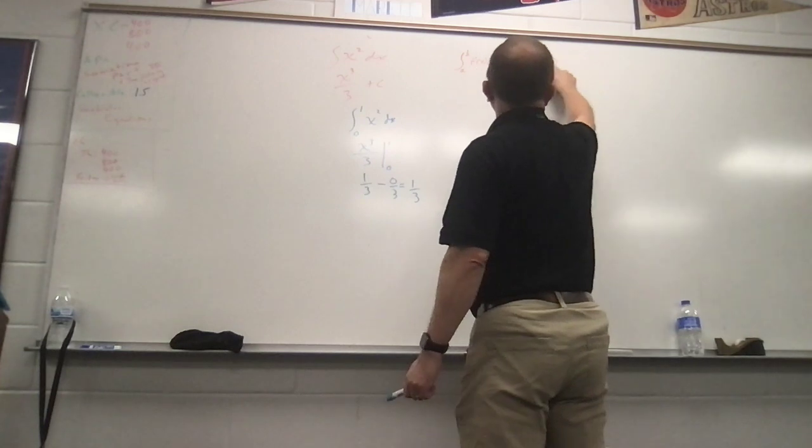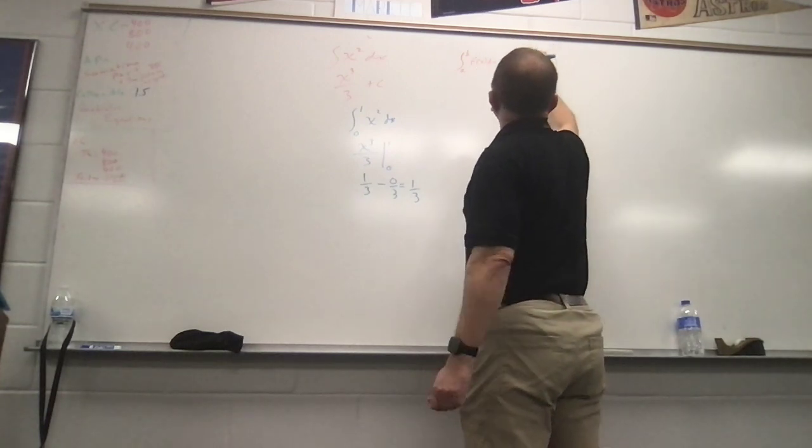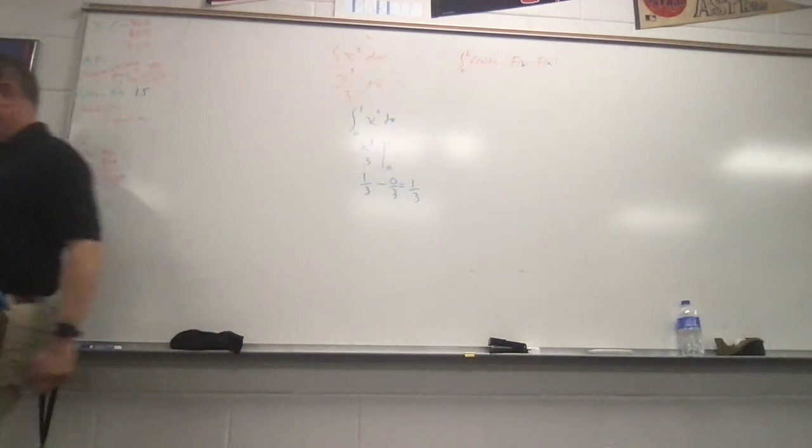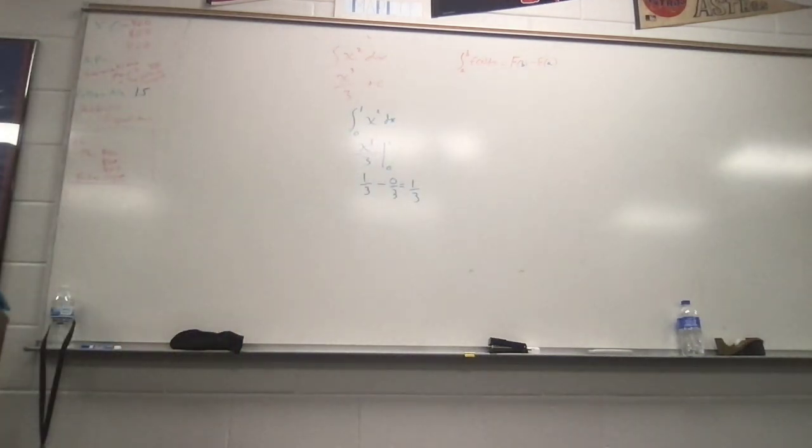No, it's not the other way around. I wrote the formula wrong. It's f of b minus f of a. Sorry about that. Did I say a and b? Oh, well, I was incorrect. Thank you, Christine. So it's cap F of b minus cap F of a.